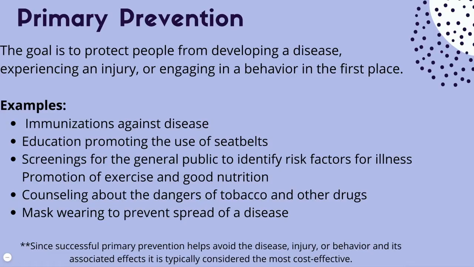Like I said here, education about seatbelts, that was a big one. Screenings for the general public to identify risk factors. Screenings are really good because we can catch people that might be at higher risk. We can catch them so that we can educate them and help stop it from spreading further. Promoting exercise and good nutrition, right? We know that if people have good diet and good exercise, they are going to be in a better place to not develop some of those other health conditions like high blood pressure, obesity.